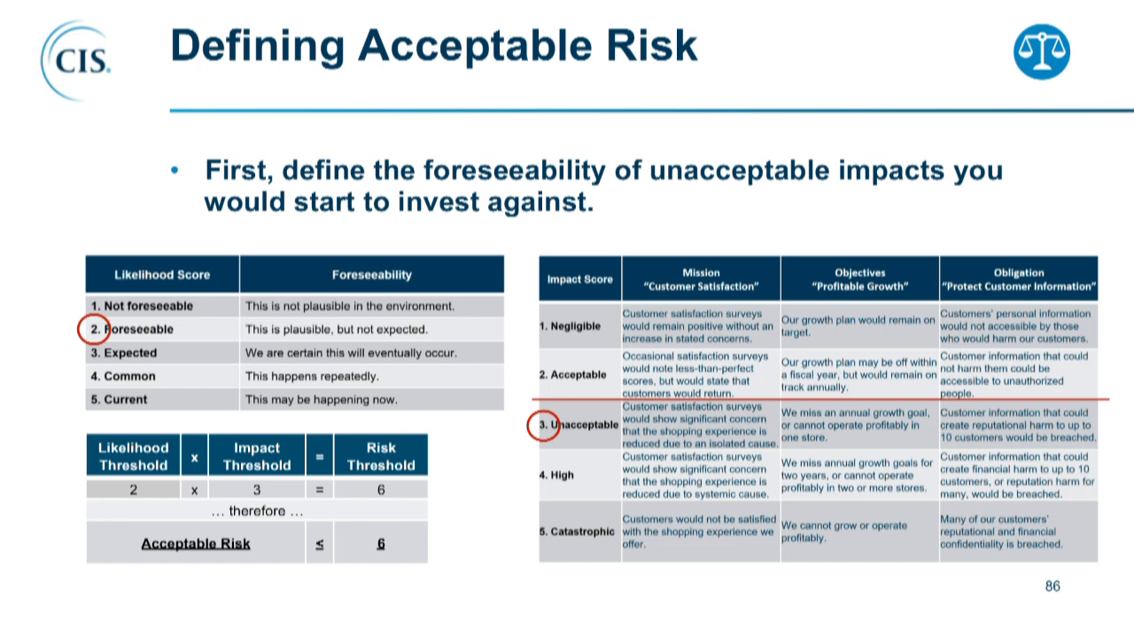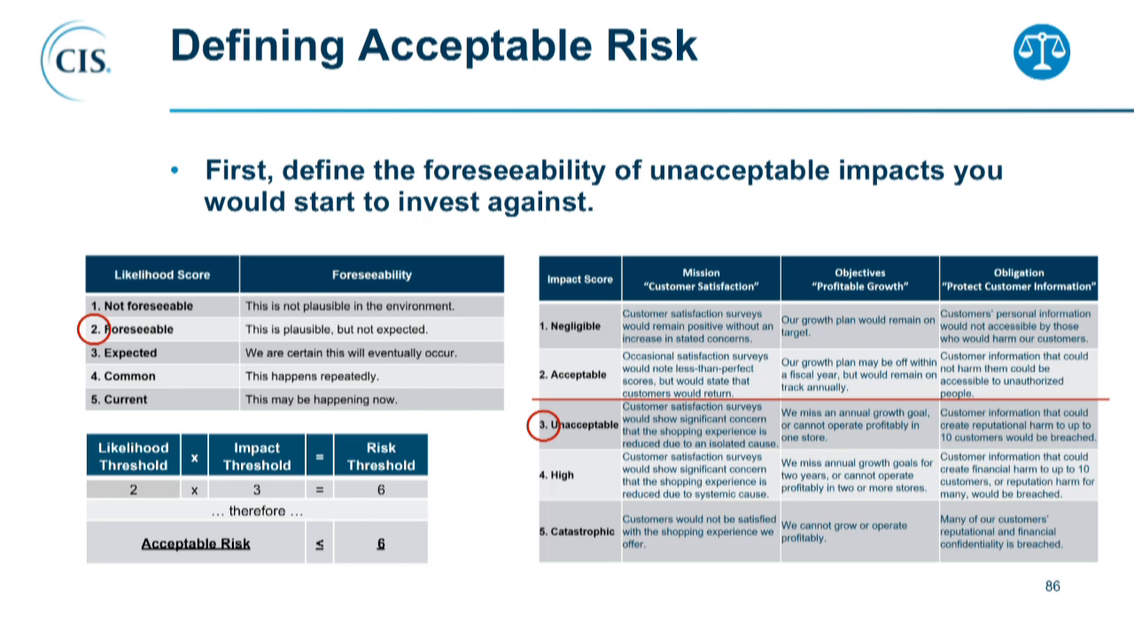Yeah, so you see the way they describe that is, if they're settling on 2, their likelihood score threshold would be 2, impact would be 3, their risk threshold would be 6. They can accept anything less than 6. But they're going to invest against 6 and above.